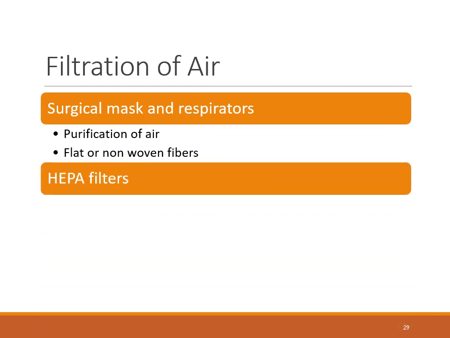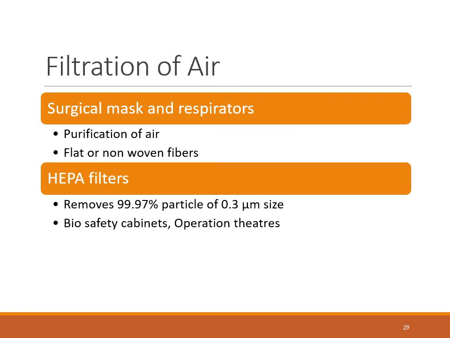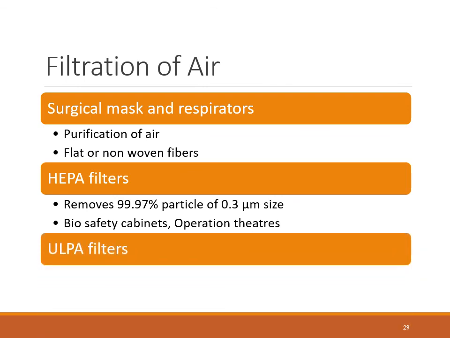The second is HEPA filters. HEPA means high efficiency particulate air filters, which remove 99.97% of the particles that have a size of 0.3 micrometer or more. These HEPA filters are useful for biosafety cabinets and in operation theaters. Then ULPA filters. ULPA means ultra low particulate penetration of air, which removes 99.99% of the dust, pollen, mold, bacteria, and any airborne particles with a size of 0.12 micrometer or larger.